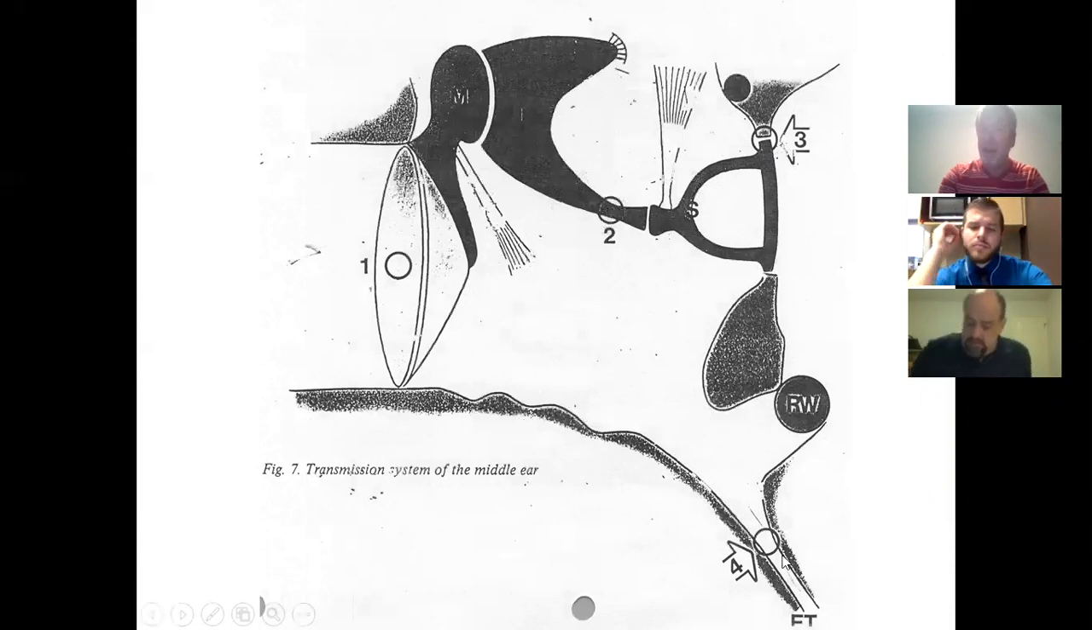Eustachian tube going down to your throat. And here you've got the stapedius muscle and the tensor tympani muscle. The tensor tympani muscle is attached to the malleus. The stapedius muscle is attached to the neck of the stapes.